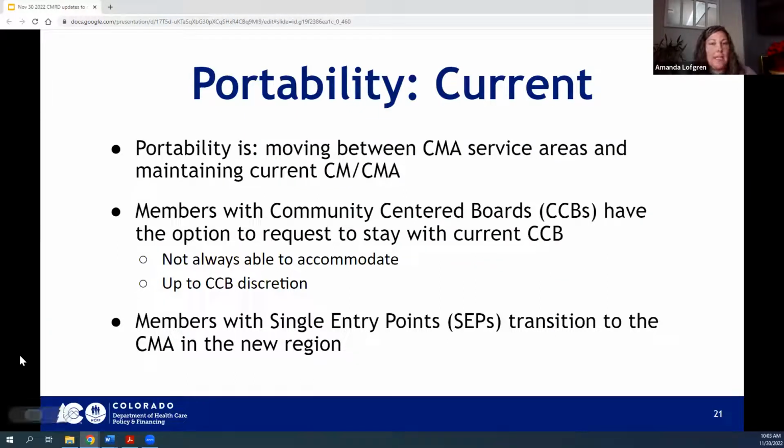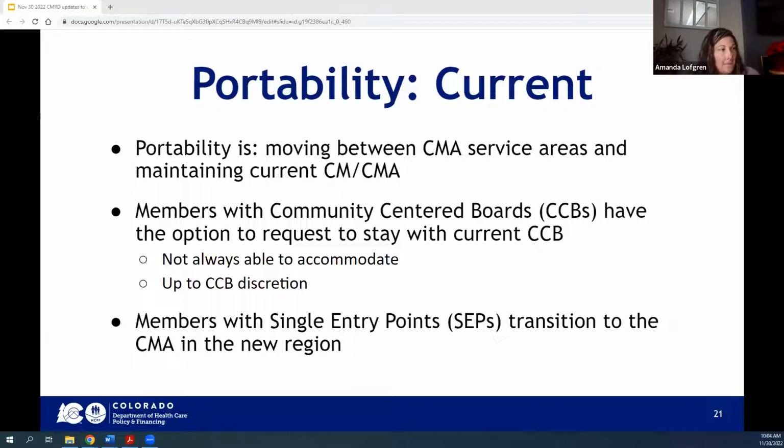In terms of portability, what does portability mean? Let me start there. It's really moving between case management service areas, and when there is that movement, being able to retain or keep your current case management agency or case manager. We typically see this in the community center board community, where individuals have more fluidity and movement, and not as much in our single entry point. Typically, somebody will transfer from their current case manager to the case manager serving in the new region where they live.